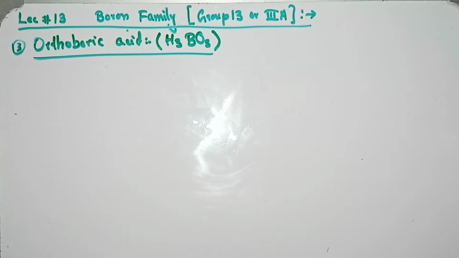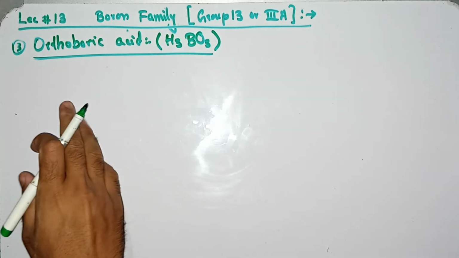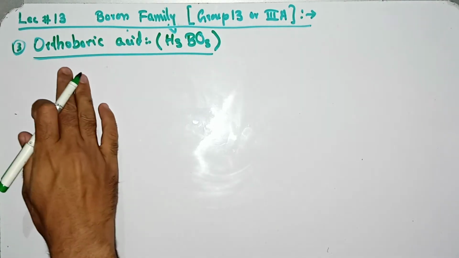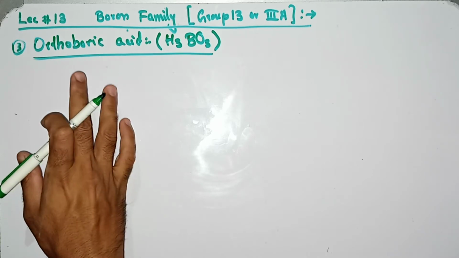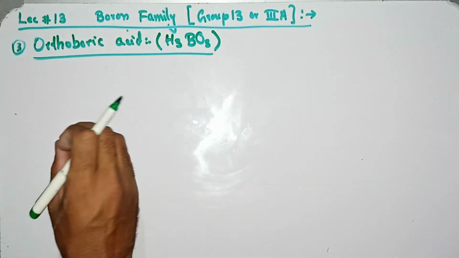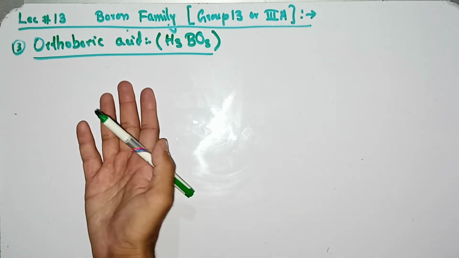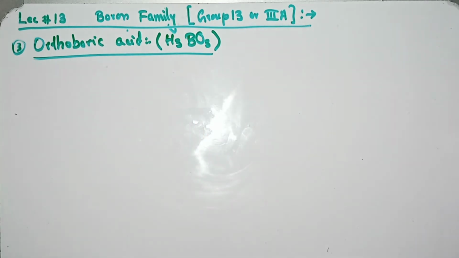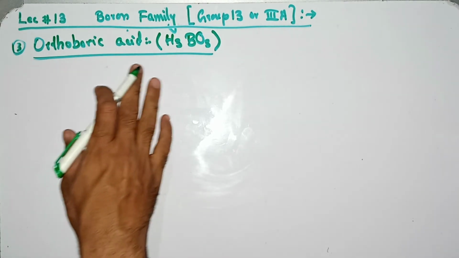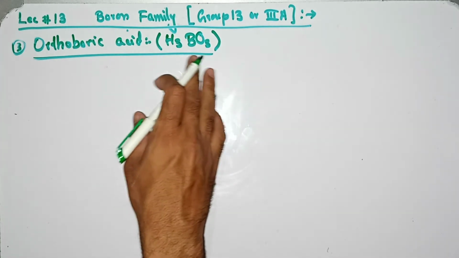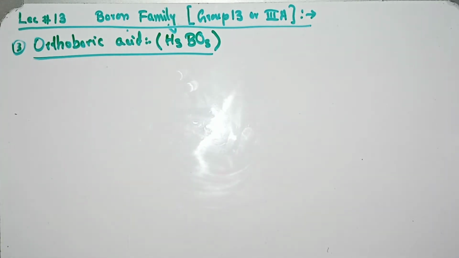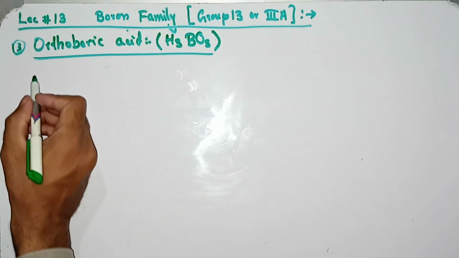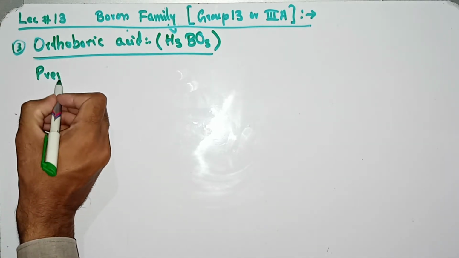In today's lecture we will discuss orthoboric acid, its preparation, and its properties, that is the characteristic acidic and basic nature of orthoboric acid, and also its uses. So let's start the topic. I will also explain how H3BO3 is arranged in a geometrical structure.